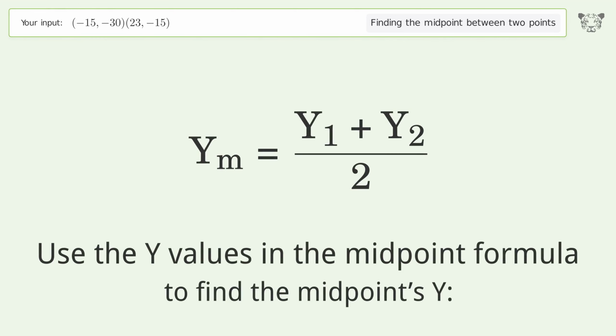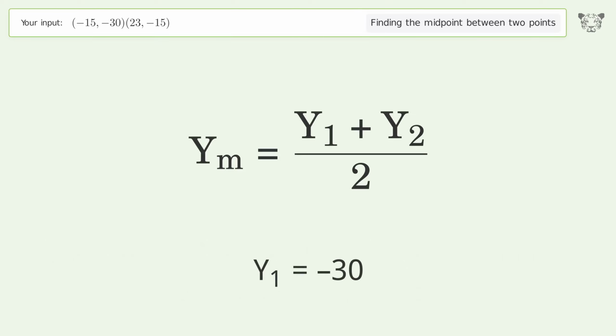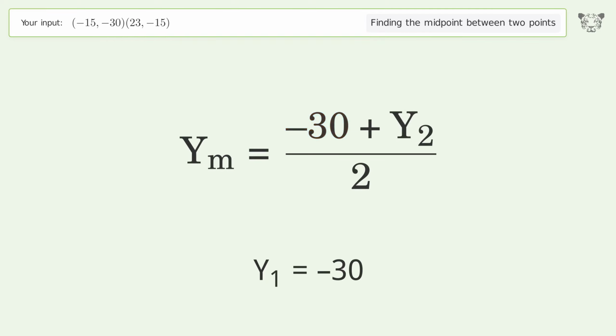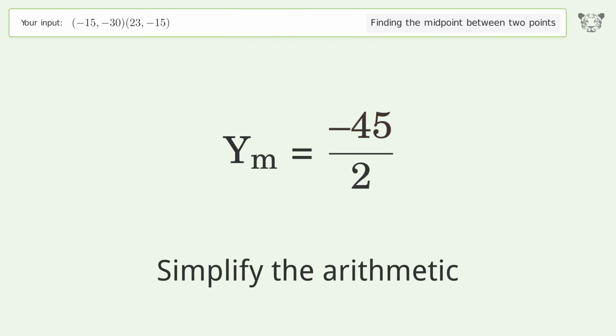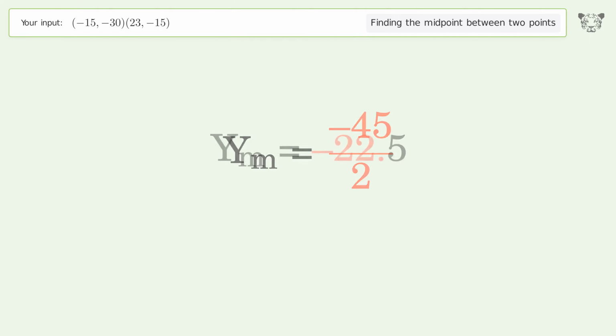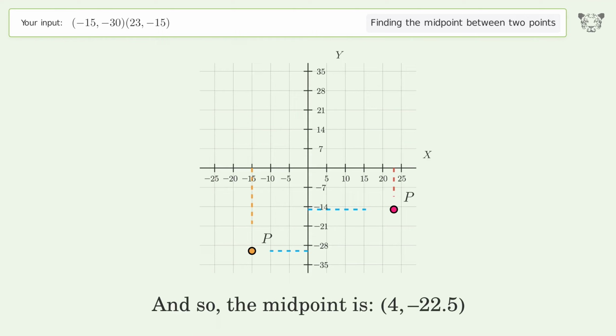Use the y values in the midpoint formula to find the midpoint's y. y1 equals negative 30. y2 equals negative 15. Simplify the arithmetic. And so, the midpoint is 4, negative 22.5.